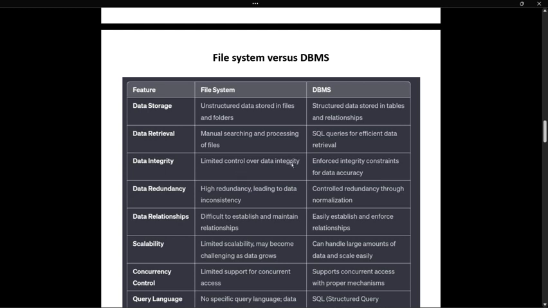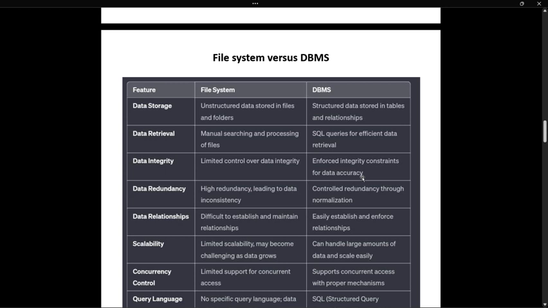Okay, limited control over data integrity. We have only limited access for specific folders. We don't have complete access. Whereas here, integrity constraints are enforced for data accuracy. That means the developer who developed the applications related to that database has complete authority over the database.